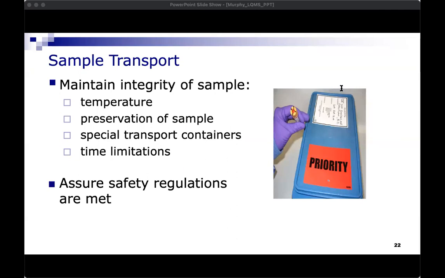So transport has to be managed carefully. Give attention to the temperature, the preservation that may be needed, special transport containers, and time limitations. So it's important to ensure the safety of those handling the material before, during, and after transport.